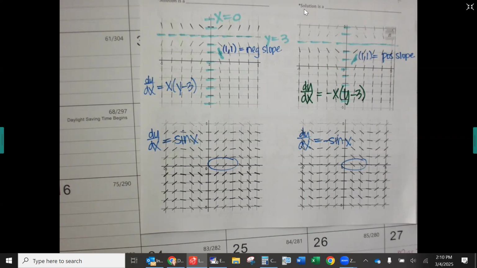And then on this one, sine of 0 is 0, which means you can. Does that make sense?